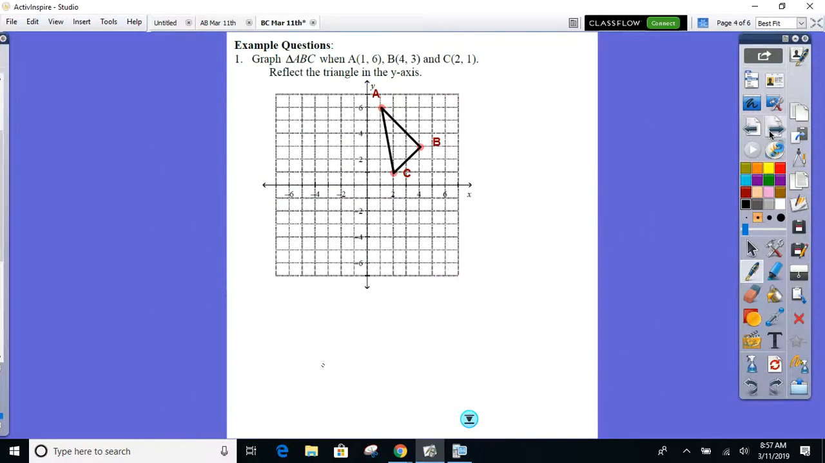All right, next one. Now do a whole triangle in the y-axis right now. Whole triangle in the y-axis. Graph it and tell me A prime, B prime, C prime right now.